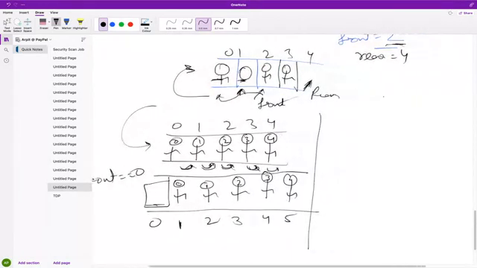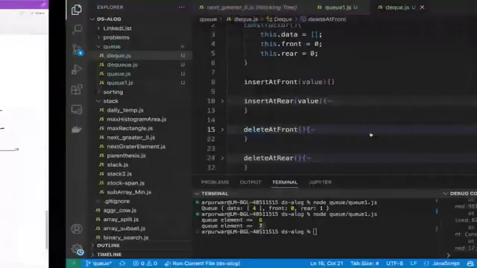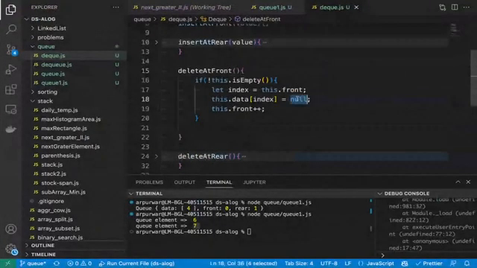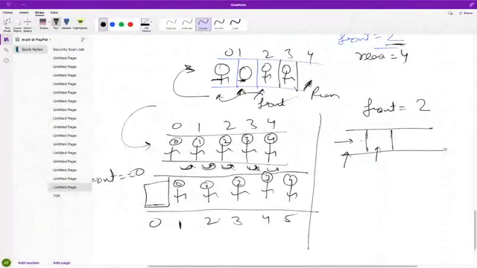But the second scenario: if front is not 0, if front is 1 or 2, it means we already have two empty spots. Whenever we are deleting at front, we are keeping null on those indexes, and then we are moving our front plus plus. So all those indexes where we are keeping the null are empty.